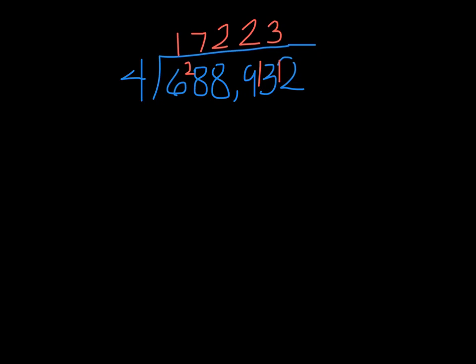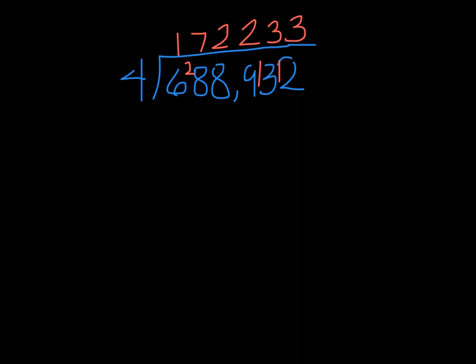4 goes into 12 3 times. 3 times 4 equals 12. 12 minus 12 is 0. So my answer is 172,233. So remember, all of the subtraction is being done in your head, and then you're carrying the difference right here. And then you're having to look at these next digits to see where that goes.